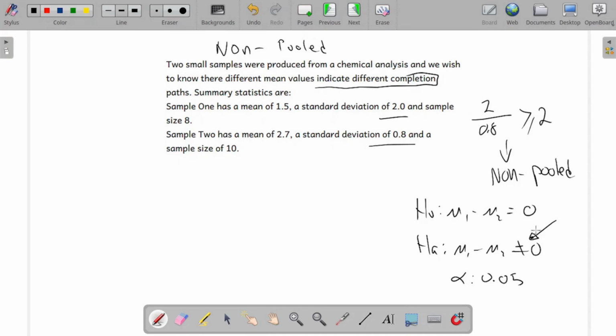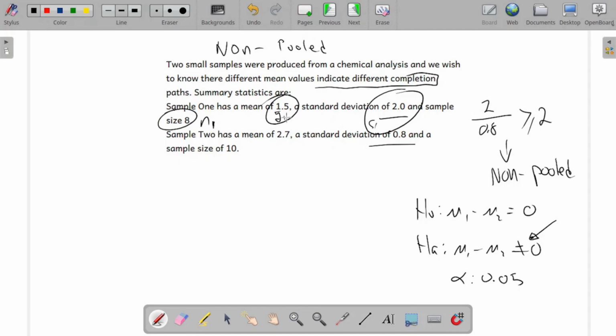Just a summary of the problem statement. We have a couple of samples from a chemical analysis. We want to know if the different mean values that are indicated represent different completion pathways. And then we have summary stats. The mean of sample 1, we'll call y bar 1, is 1.5. Sample standard deviation, this will be S1, is 2.0. Sample size is N1, and that's 8.